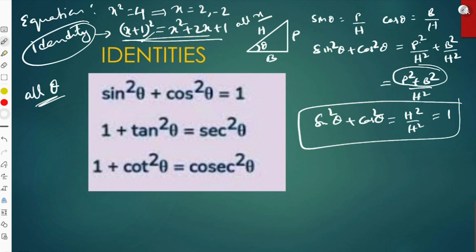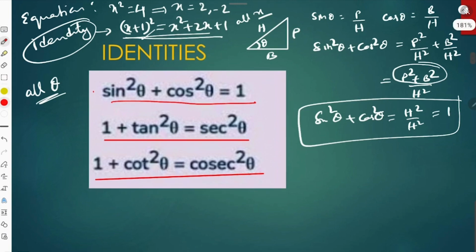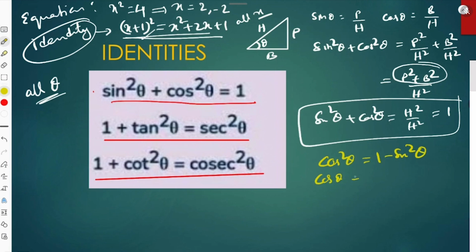So the first identity is sin square theta plus cos square theta equal to 1. The second one is 1 plus tan square theta equals secant square theta. And the third one is 1 plus cot square theta equals cosecant square theta. There are so many types of conversions you can look at here. Since sin square plus cos square is 1, cos square theta can also be written as 1 minus sin square theta, and cos theta can be written as root over 1 minus sin square theta. In the same way, secant theta can be written as root over 1 plus tan square theta, and cosecant theta can be written as root over 1 plus cot square theta.